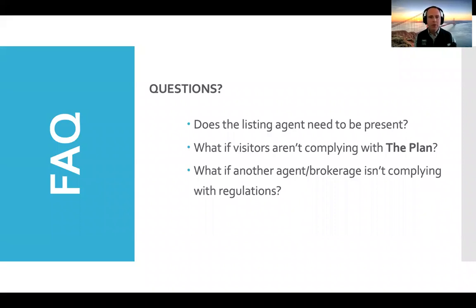And then the last question is, what if another agent or brokerage isn't complying with regulations? In this instance, I know that the DRE has come out and said that they are in support of OSHA's guidelines. Obviously they could be reported to the DRE. They can be reported to OSHA. Arguably, there's an ethics violation if somebody is not complying with the ethical standards that have been set out by NAR. So there's a chance they may end up in front of pro standards. Those are different ways that we can help ensure that everyone is complying.